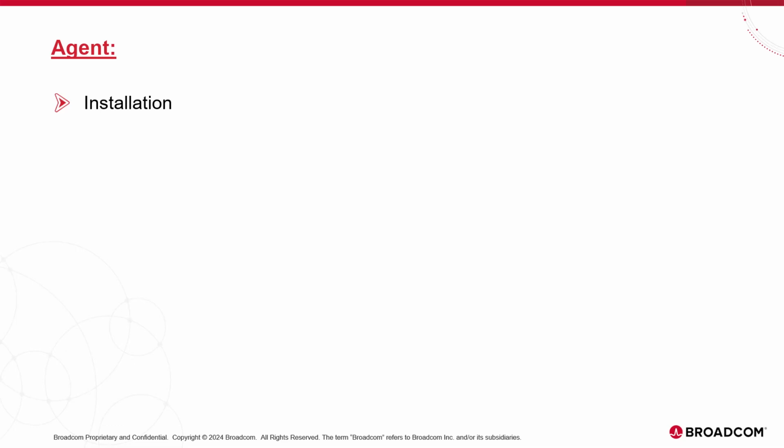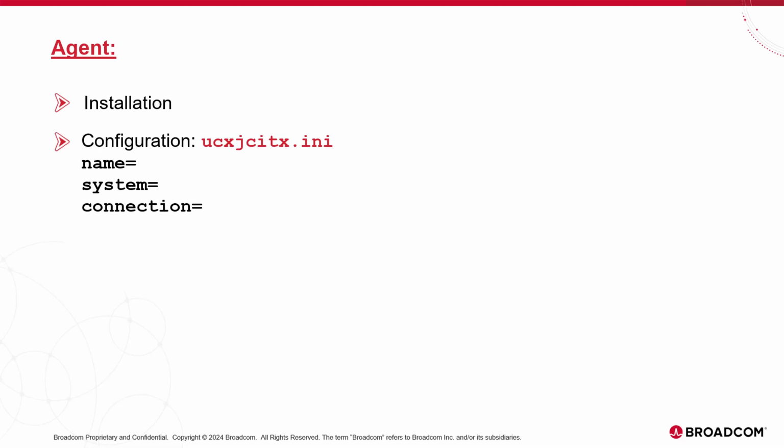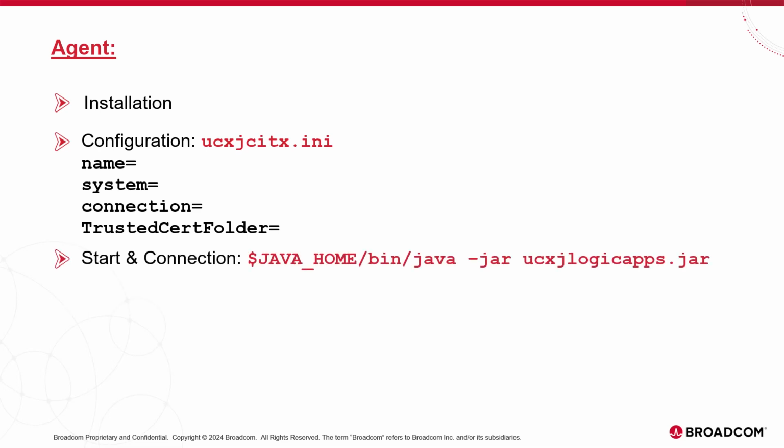Based on the platform, we rename the agent configuration file ucxjcidx and set a minimum of 4 values: the agent name, the AE system name, the host name and port connection to the Automation Engine's JCP, and finally the directory containing the TLS certificate. Finally, we start the agent by invoking the JAR file via the Java command.